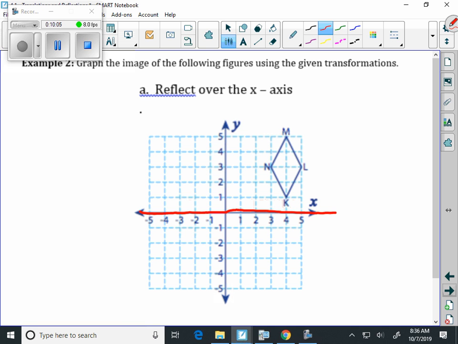And as we draw this figure here, I'm going to start with point K. Point K is one space away from the red line. So one space from the red line on the other side is going to be our new value of K. Point L is 1, 2, 3 spaces away from our red line. So on the other side of the red line, we're going to count 1, 2, 3. Here's our new L.